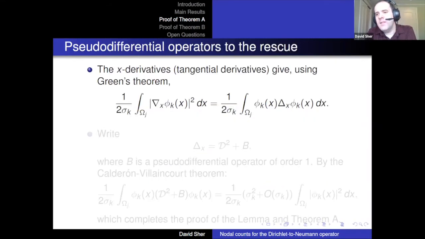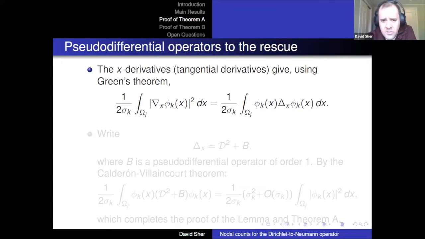Now, the x derivatives are a little more interesting. The x derivatives basically give the gradient. You need to estimate the tangential gradient. These are tangential derivatives. So I'm denoting gradient sub x as just the gradient in only the x variables of the eigenfunction, and you need to estimate how big that is over a nodal domain, its L2 norm over a nodal domain. You do have a 1/2 sigma k, again from the integration in the y variables, that helps.